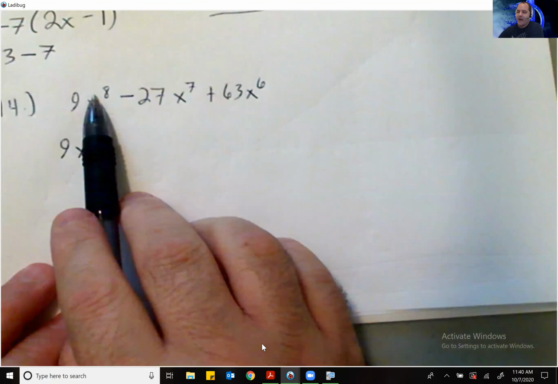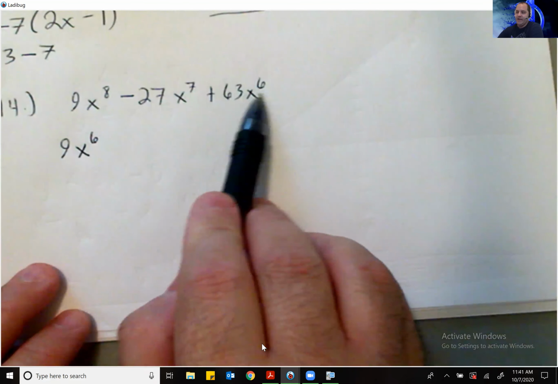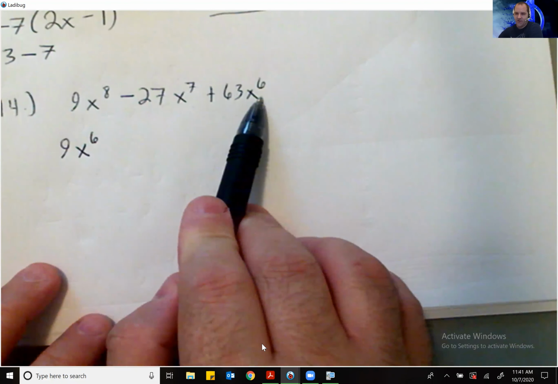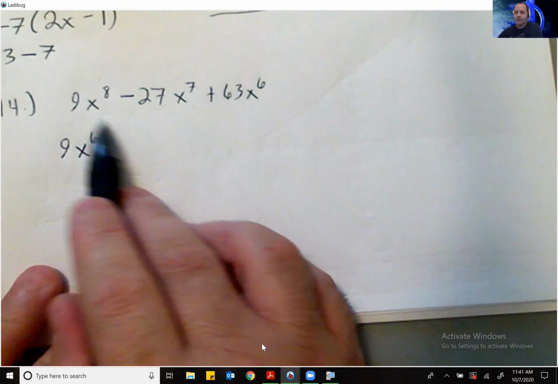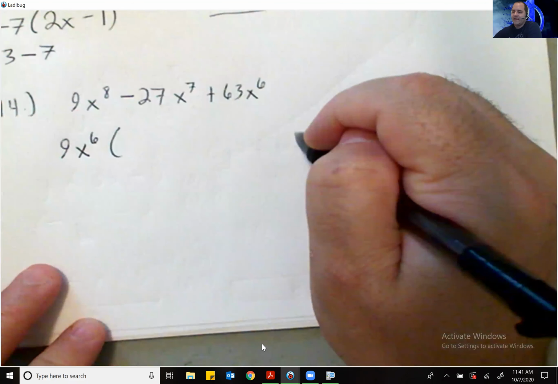Look for the smallest power on that variable. The smallest power is 6. Each one of these can cover 6 and be just fine. So this right here is what we call the GCF. So now we're going to write down what's left.